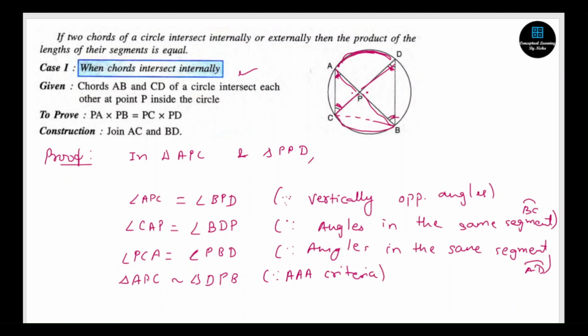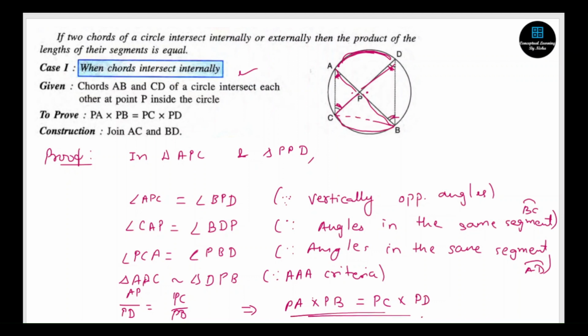So what I can say now, which ratio am I interested in? AP over DP, so I'll take PA over PD equals, now I want PC, so I'll write PC over PB. Correct? And now by cross multiplying this, what I can say, PA into PB equals PC into PD. Hence, we proved it. Correct?